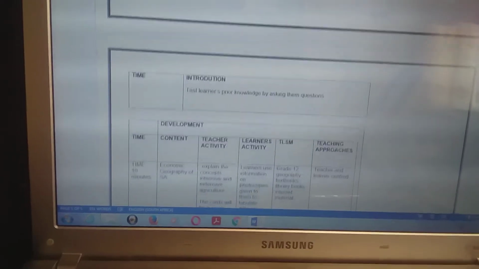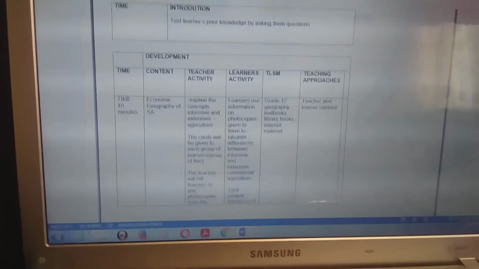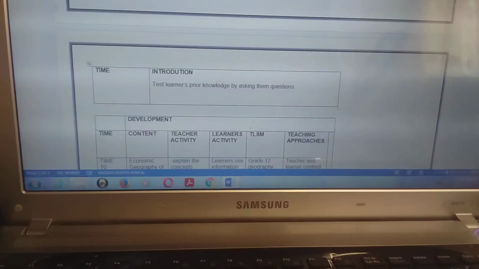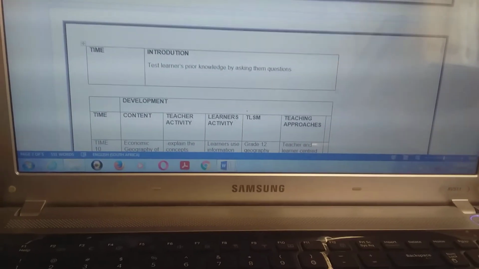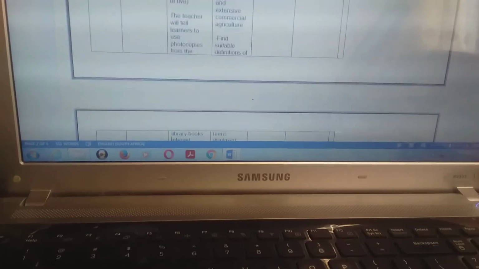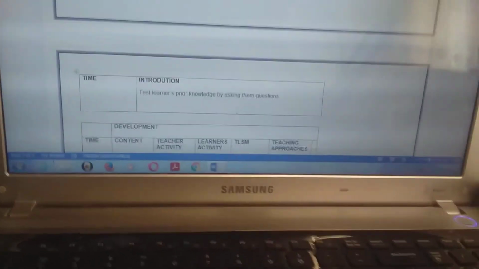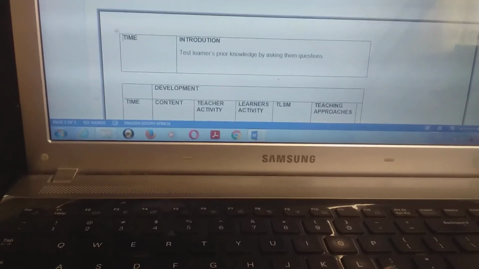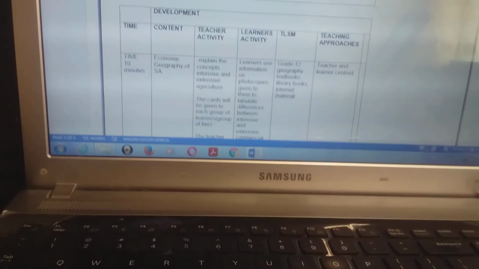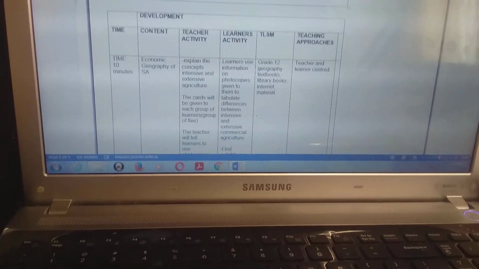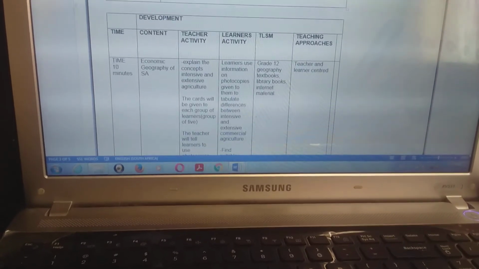Now we are looking at our lesson plan. Introduction: the teacher will access the learners' prior knowledge by asking them questions to stimulate their minds. The time allocated will be 10 minutes for the topic, content of economic geography for grade 12.